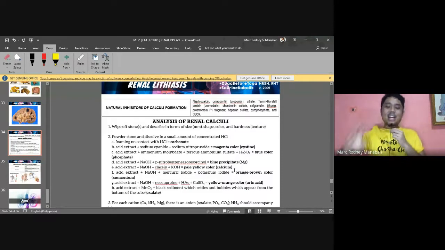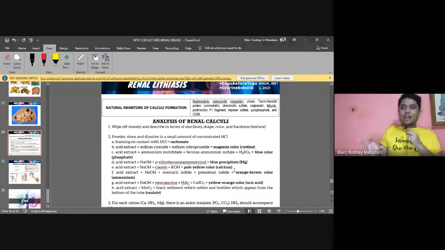Alright, okay. Now, for the analysis of renal calculi, these are the routine chemical tests to identify your renal calculi. First, you wipe the stone and then describe it in terms of size, shape, color, and hardness. Number 2, you powder the stone and dissolve it in HCl. If foaming is produced, then the composition is carbonate.